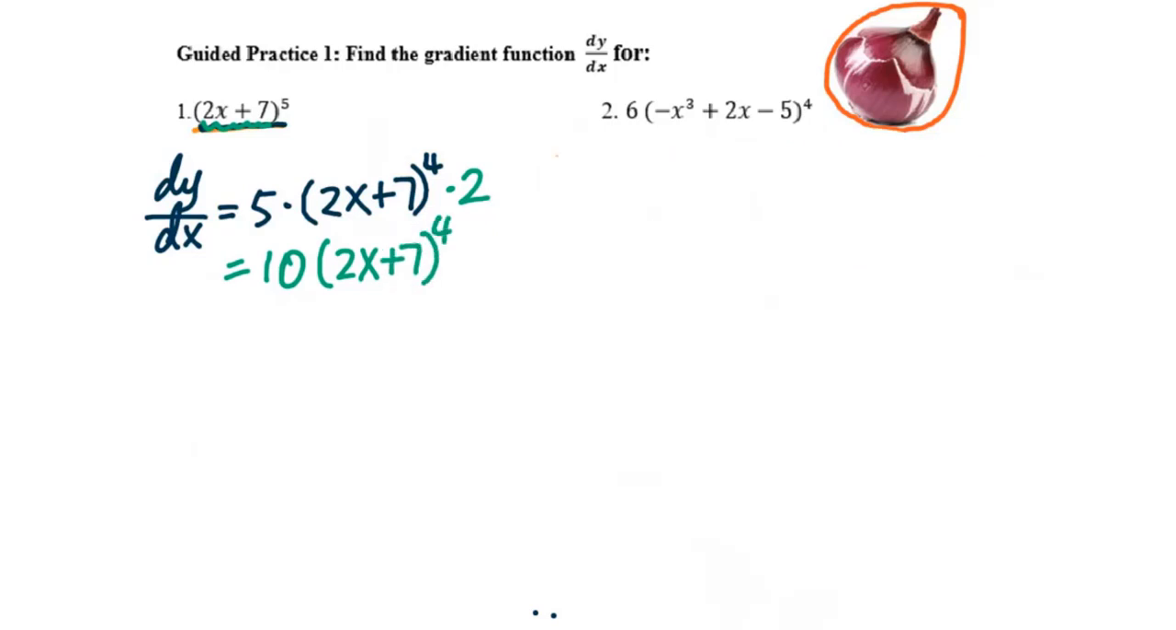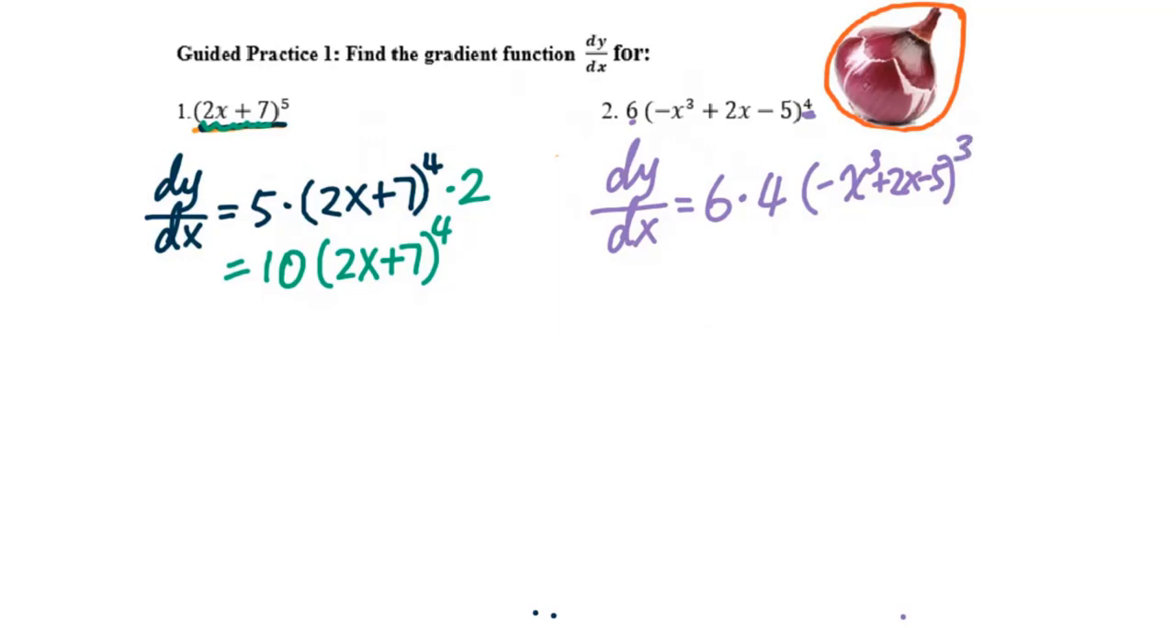For number 2, still, I need you to think about the outside function, that is the fourth power. When you use the power rule, the coefficient stays, so 6 times. Drop down the power, which is 4. Then inside don't change: (negative x third power plus 2x minus 5). This 4 minus 1 is third power.